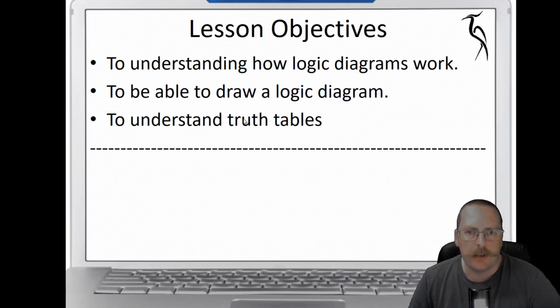So what we're going to do is understand how logic diagrams work, and be able to draw them ourselves. To understand truth tables, we come on to that in next week's lesson rather than this week's lesson, but we're going to look at truth tables in turn.